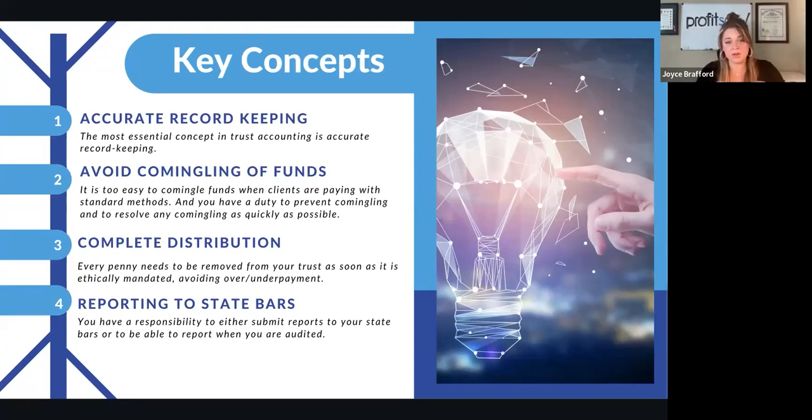Third, the complete distribution of all of your funds. Again, this is about accurate record keeping.